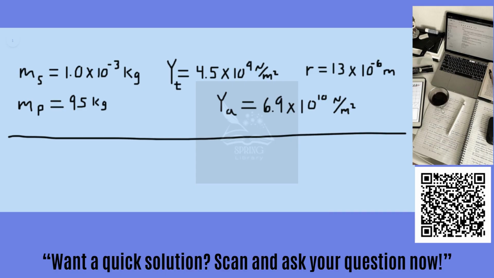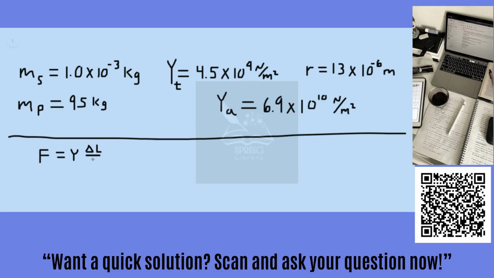In this situation, we're considering a spider that's hanging from a thread, and the spider has a mass m sub s, and the thread has a Young's modulus y sub t. The radius of the thread is r. We want to consider now a person who's hanging from aluminum wire, and we want to know what radius of the aluminum wire would need to exist in order for it to exhibit the same strain as the spider's thread.